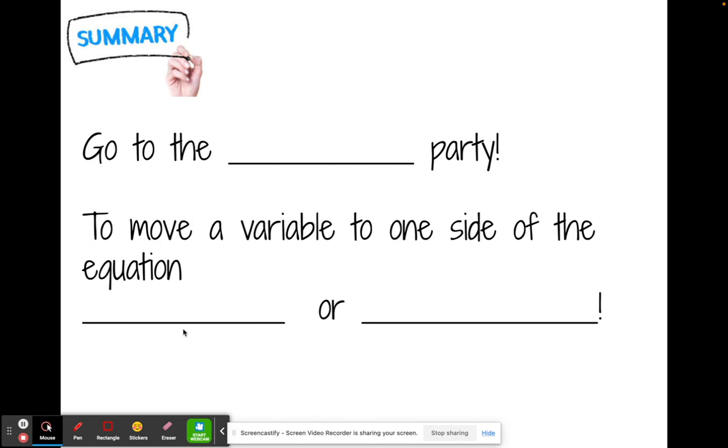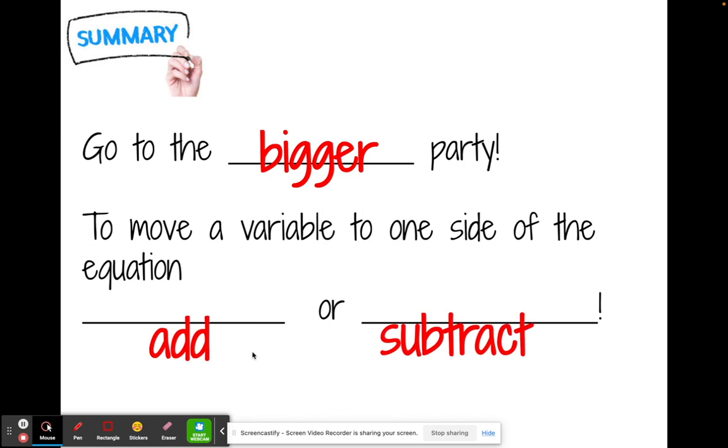That is it. So just remember, when we are solving equations with variables on both sides, we can go to the bigger party. And when you move a variable from one side of the equation to the other, you need to add or subtract to do so.